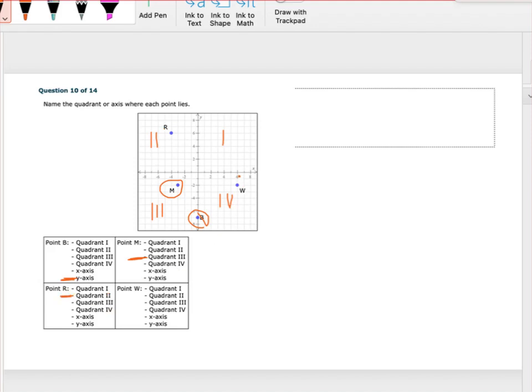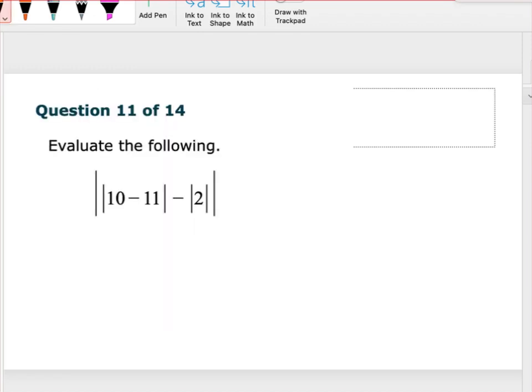And W is in quadrant 4. And we didn't have any points up here in quadrant 1, did we? So y-axis, quadrant 3, quadrant 2, quadrant 4 are the correct answers.